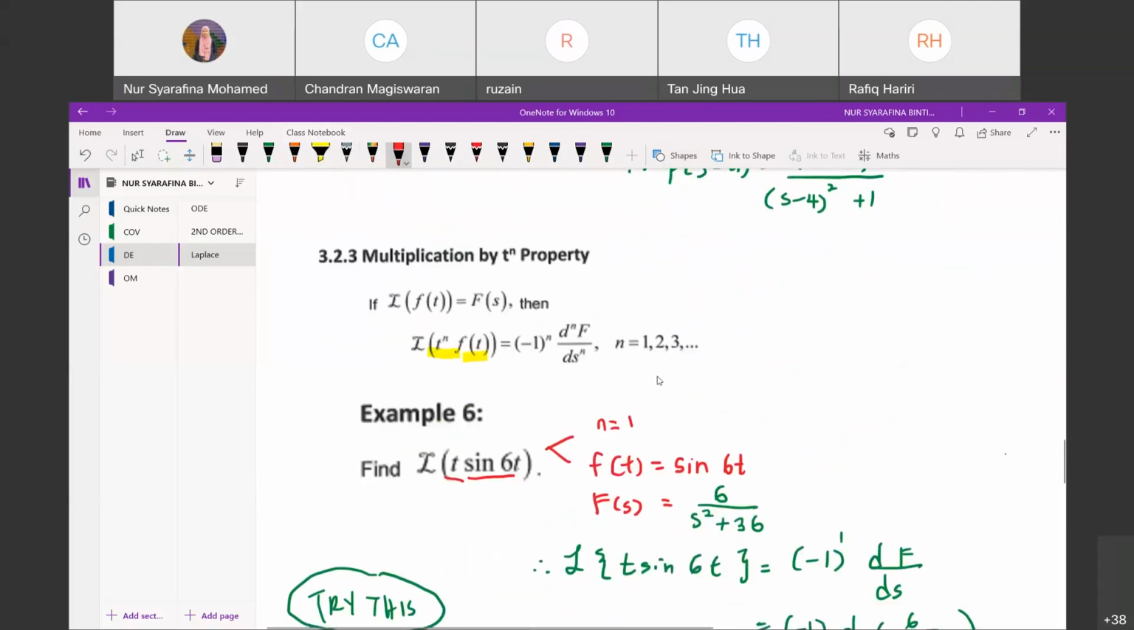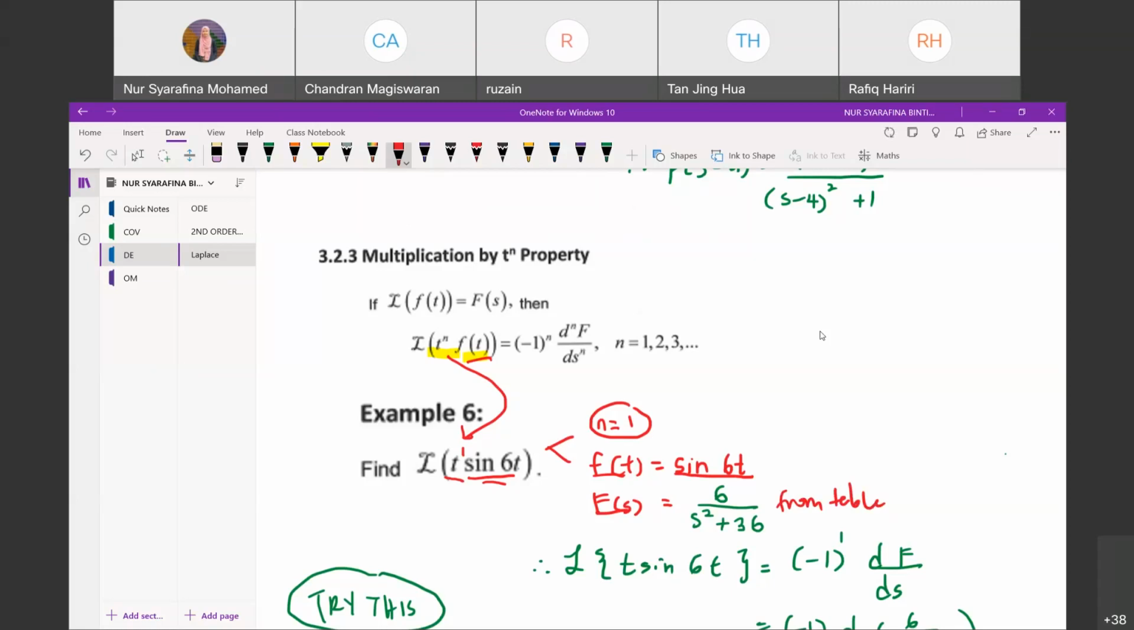You have t sine 6t, where you know that this t is to the power of 1. That's why n equals 1. Now, f(t) equals sine 6t. So when f(t) equals sine 6t, then F(s) equals 6 over s squared plus 36. How? From the table of transformation. So this is your F(s).